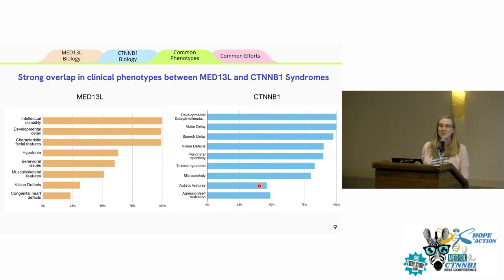There's also, as you all well know, especially parents meeting other parents of kids with CTNNB1 or MED13L, a really strong overlap in clinical phenotypes between MED13L and CTNNB1. I'm just going to highlight a few of them. These are both taken from just the GeneReviews articles from each of these syndromes. The most prominent phenotype is intellectual disability and developmental delay. Hypotonia is very common in both of these syndromes, as are motor delays, vision defects, and speech delays.